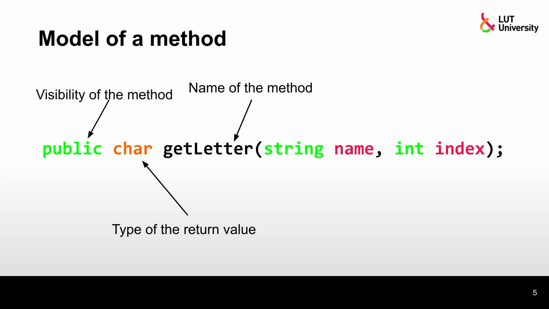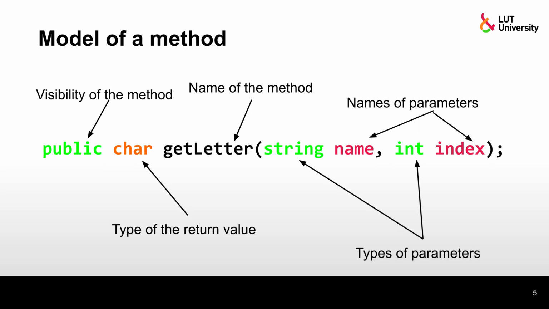Then there is visibility of the method. This method is public, so it can be used inside the class or other objects can use this method. So it's public, visible to all. And there are two parameters, their names, name and index, and then the types of these parameters. Name is String and index is an integer value. So this is the basic structure of any method you will have in your programs, and the methods are inside classes.